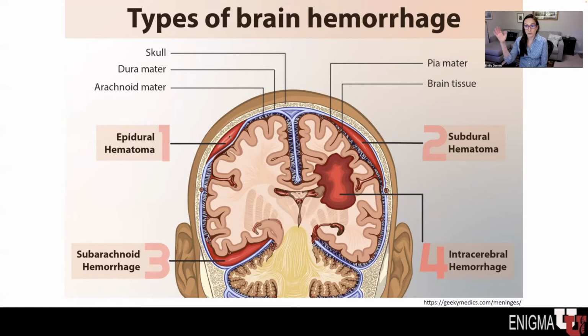These are, going from the outside in, an epidural hematoma, which means that it is under the skull, but above the dura mater. There is the subdural hematoma, meaning that it is under the dura mater, but above the arachnoid. We can have a subarachnoid hemorrhage, which would be within the arachnoid space. And we can have an intracerebral hemorrhage, which just means that it's in the brain. There are also intraventricular hemorrhages. Those happen within the ventricles, or the fluid filled spaces in the brain.